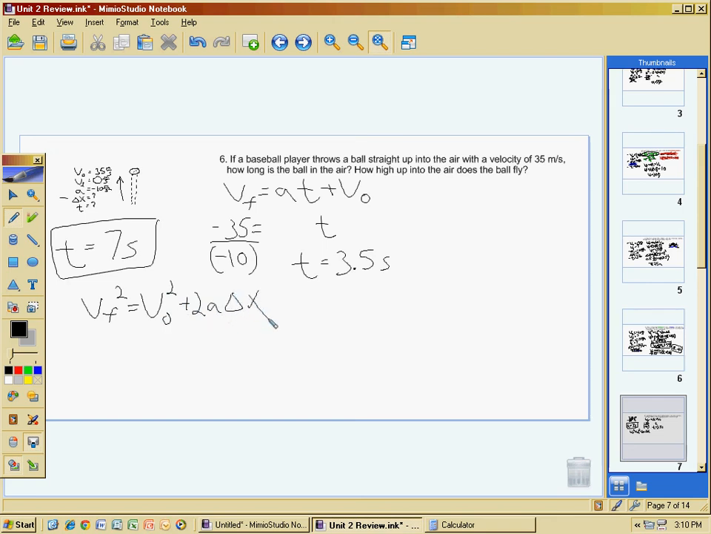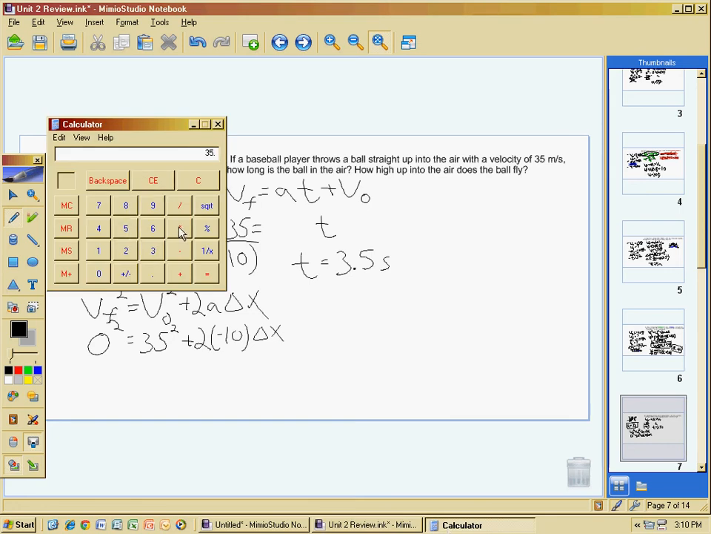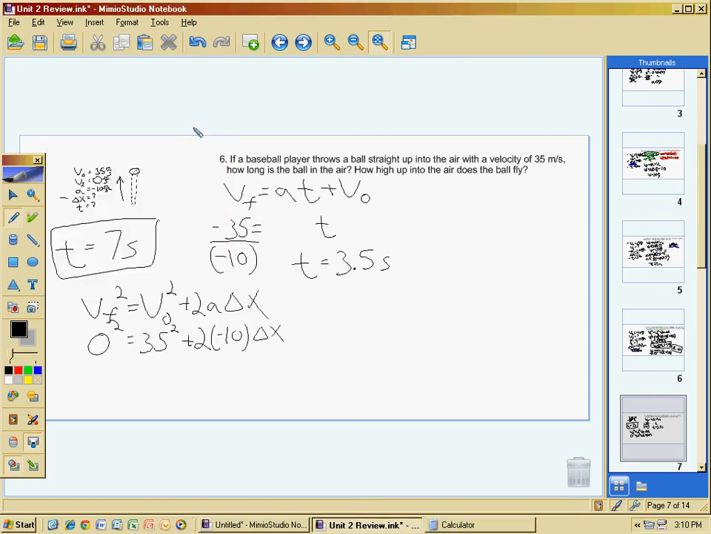All right, V final is 0 squared, which doesn't matter. V naught is 35 squared plus 2 times our acceleration times delta x. So what we're going to do is square 35, which is 1225, and we're going to subtract that. 2 times negative 10 is negative 20, delta x. So we're going to go ahead and divide that negative 20 over.